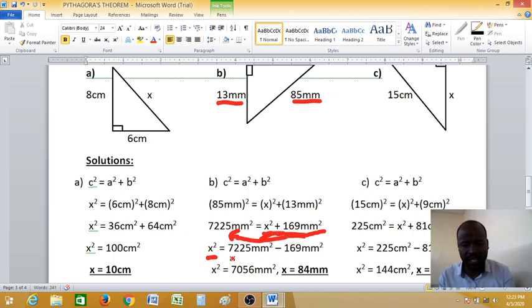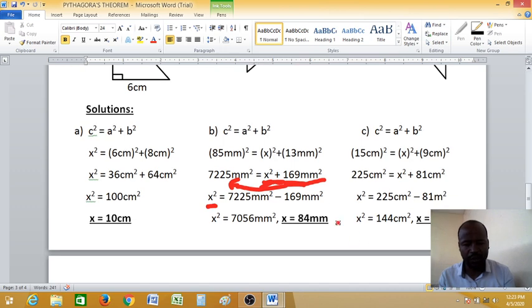So we have 7,225 millimeter squared minus 169 millimeter squared. So subtract, or find the difference between these two values. Then x squared will be 7,056 square millimeter. So to find the value of x, as we did in example A, do the same thing here.